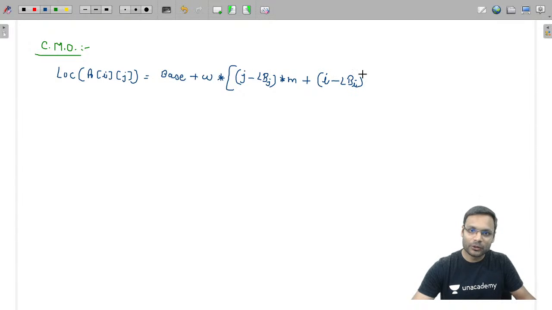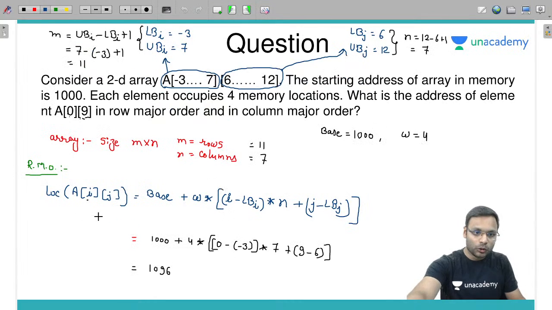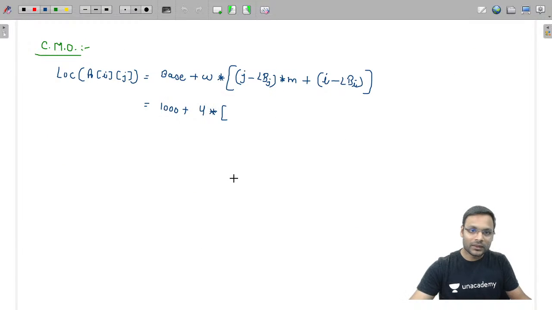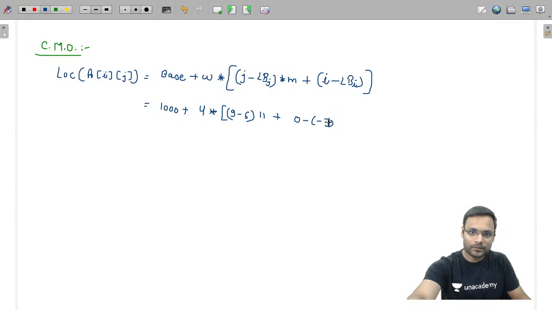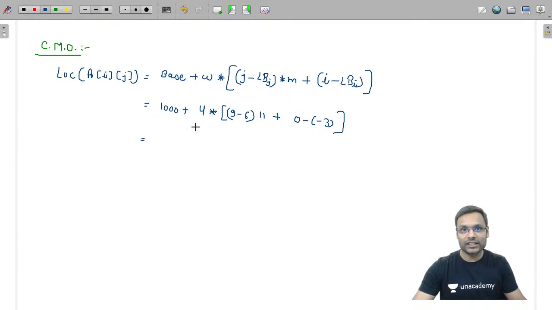That is the formula. Calculate, put the values, calculate the answer. Base is 1000 plus w, each element occupies 4 locations, into j is 9 minus lower bound, which is 6, into number of rows, which is 11, plus I, which is 0 minus 3. Let's calculate that. 3 into 11, 33, plus 3, 36, into 4. How much is 36 into 4? 144. So it will be 1144.